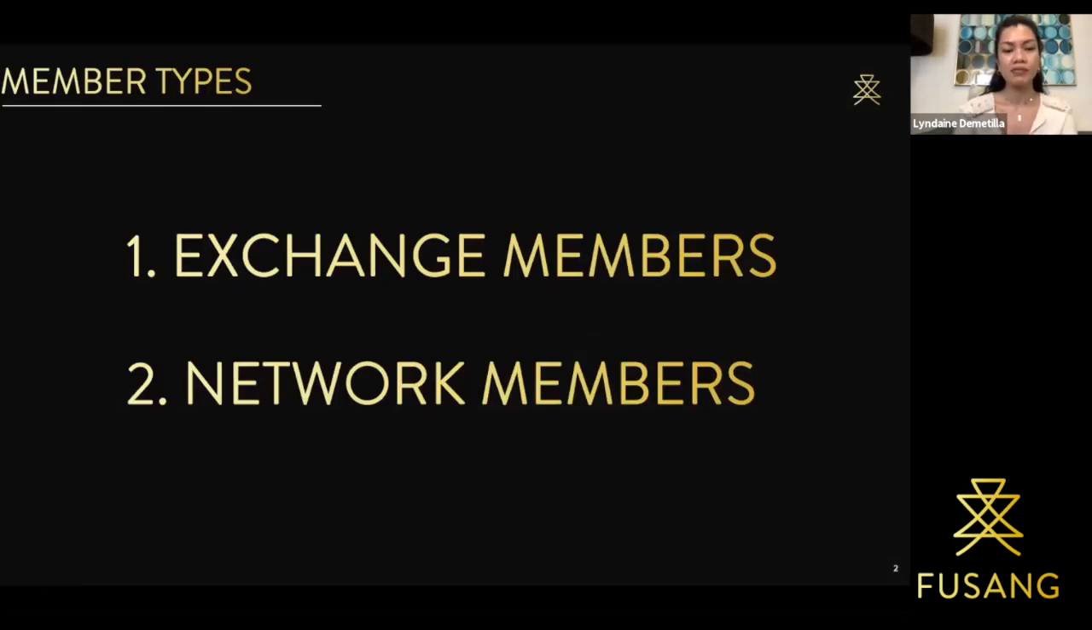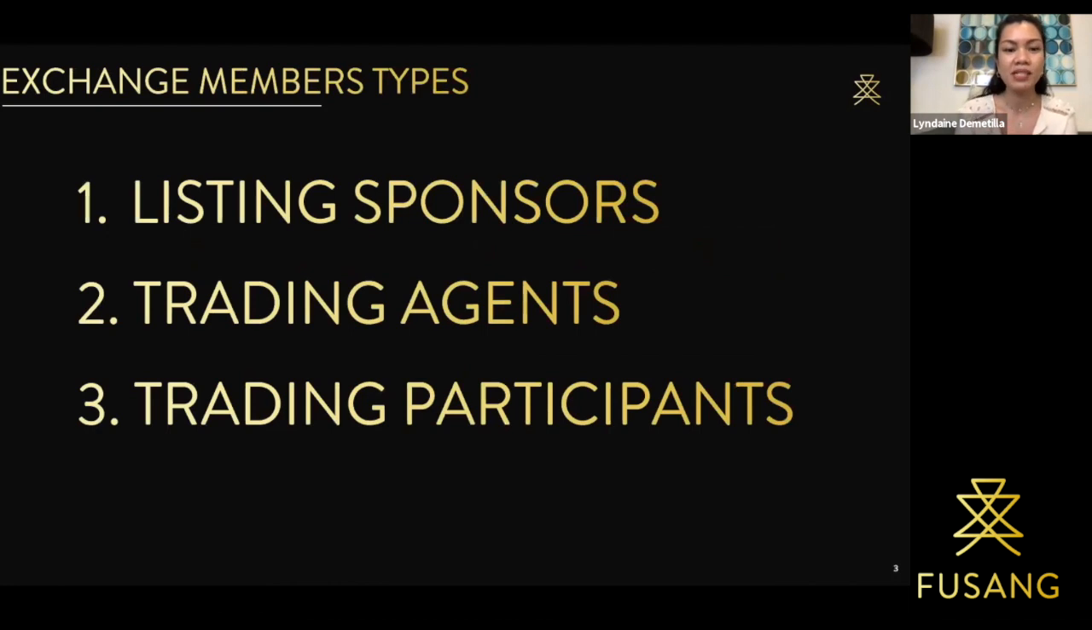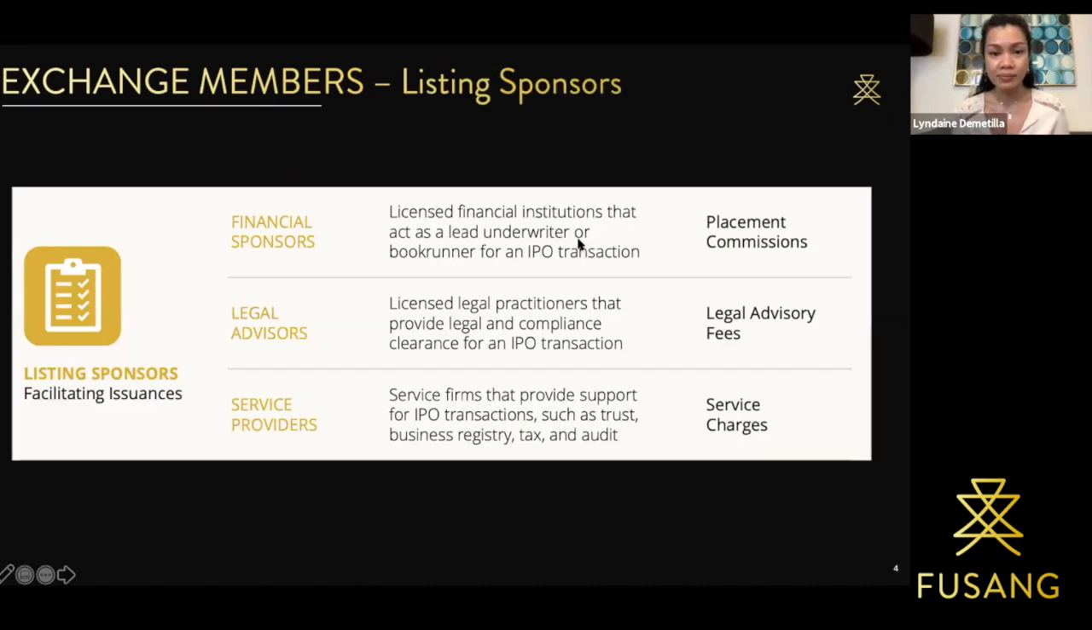So there are two types of business partnerships. First, exchange members. These are formally licensed institutions. Exchange members are able to engage in regulated activities like acting as a listing sponsor for IPO transactions on the exchange, typically required to be a licensed financial institution or a registered professional firm in the local jurisdictions. Examples are Type 6 licensed corporations in Hong Kong or registered CPA firms in Singapore.